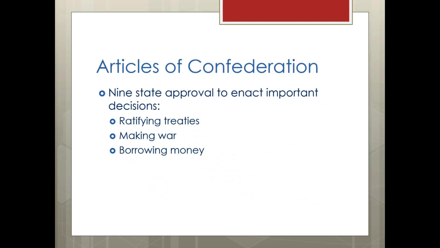And part of trying to maintain state independence and decentralization involved the following provisions in the Constitution. One was that it took 9 states to ratify any treaty. It took 9 states to make war, and it took 9 states to approve to borrow money. That could be very cumbersome because we only had 13 states, and it became obvious that it was cumbersome for Congress to operate and to run a decentralized government when it required 9 state approval for some of the most important things that needed to be done.